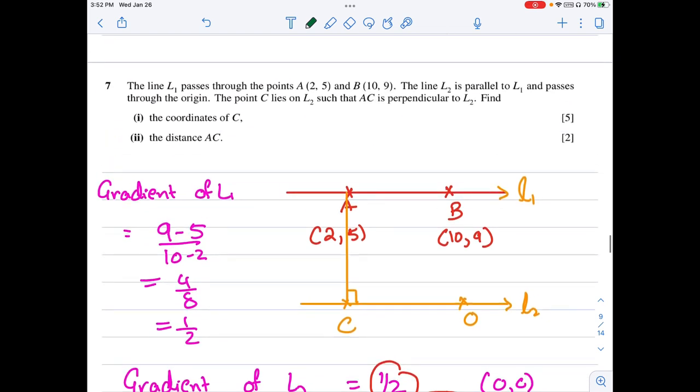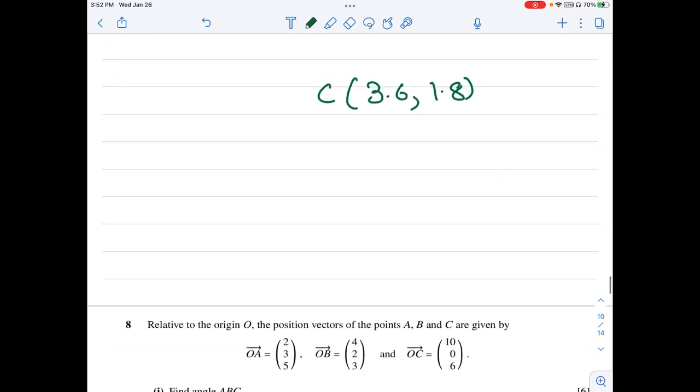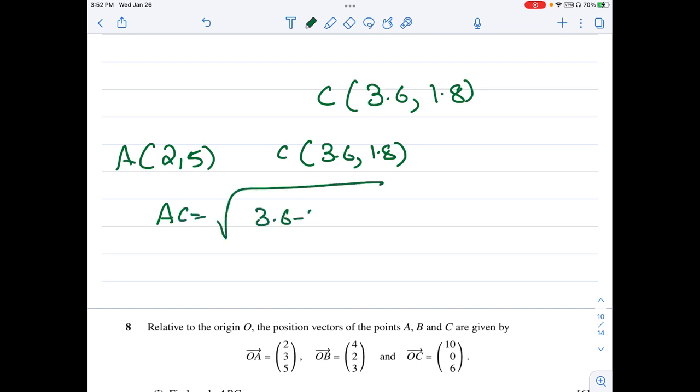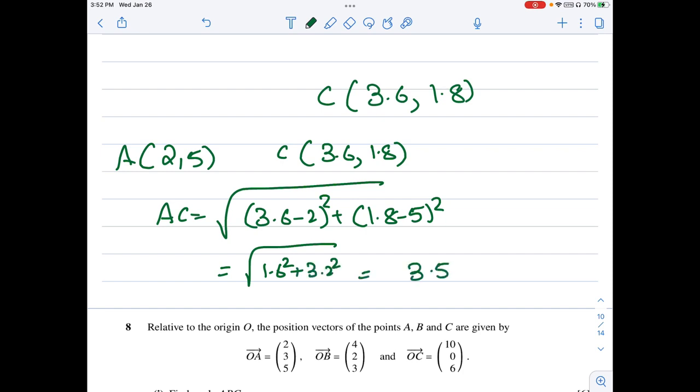Next, find the distance AC. A is 2, 5 and C is 3.6, 1.8. So AC is equal to the square root of x2 minus x1 whole square plus y2 minus y1 whole square, which is 1.6 square plus 3.2 square, which by calculator is 3.58.